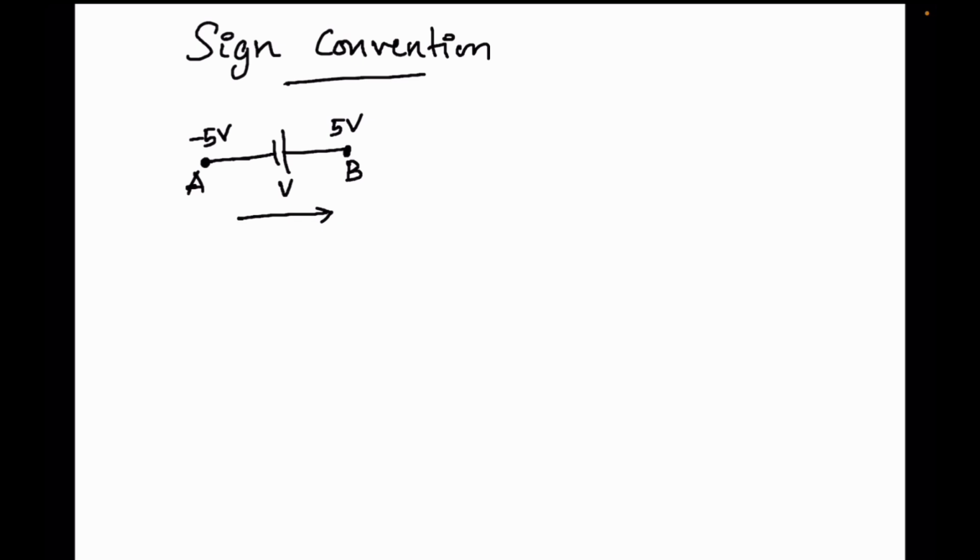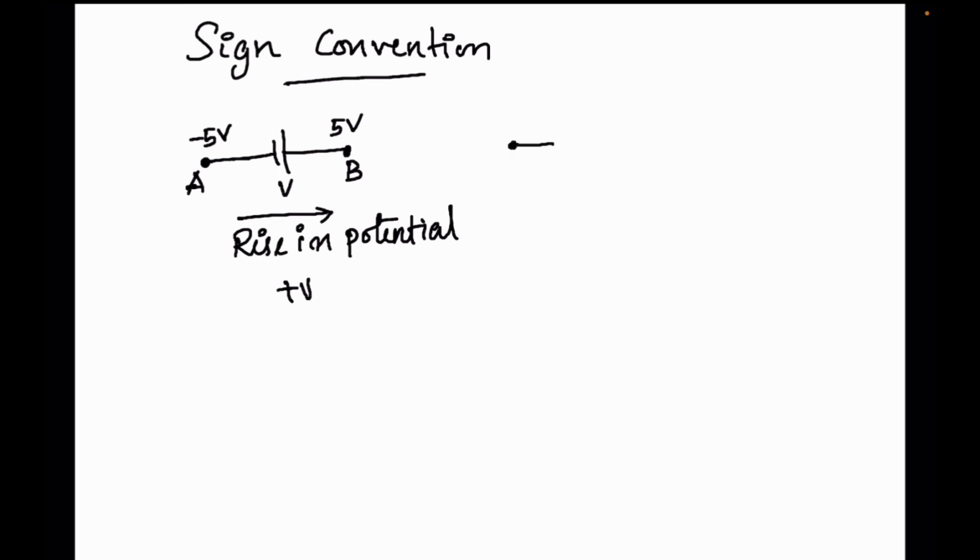Okay, what do you mean? As we move from node A to node B, there is a rising potential, right? There is a rising potential. So as we move, we will take it as plus V. Okay, whatever be the value of V, we will take it as plus V.